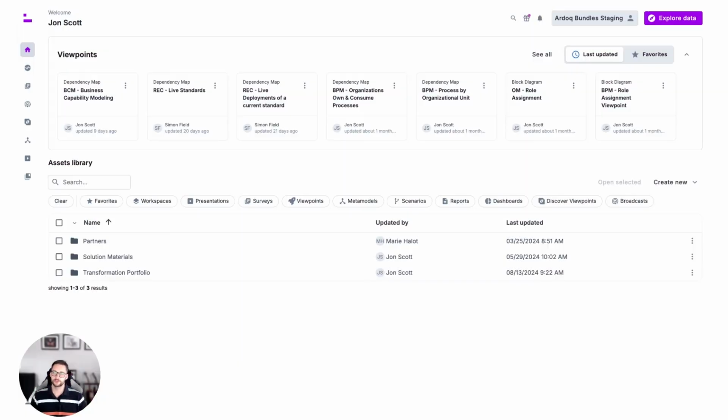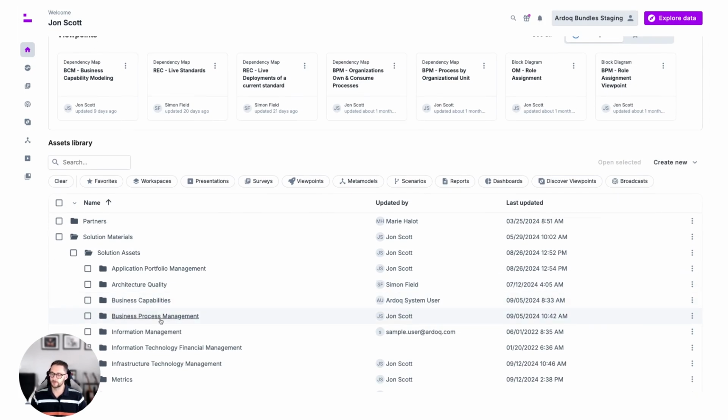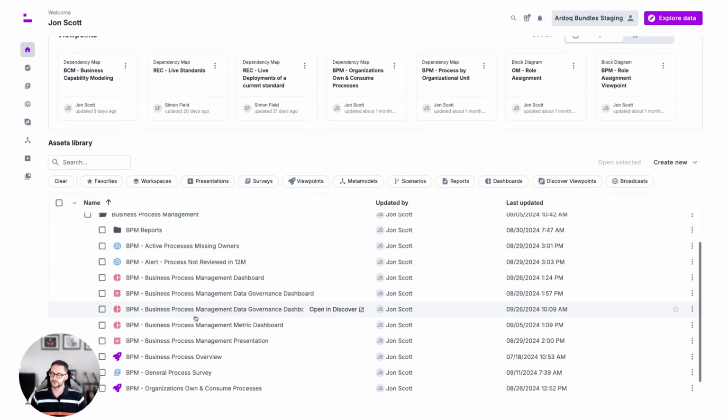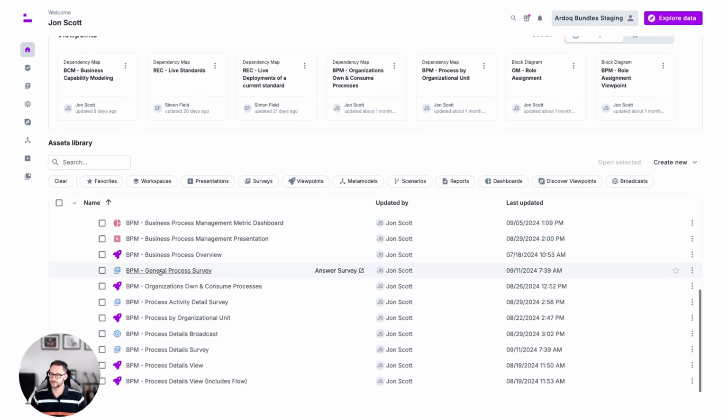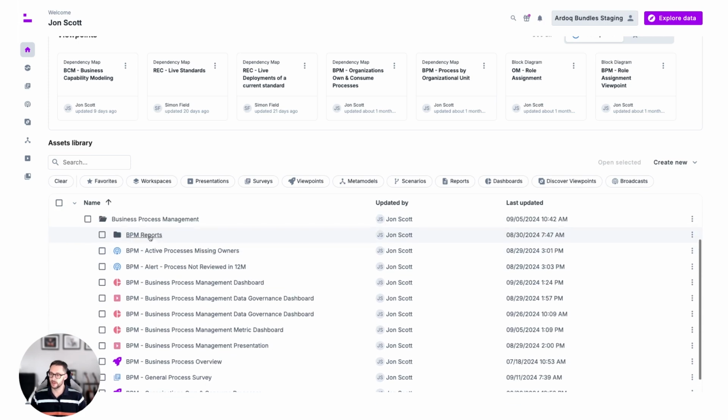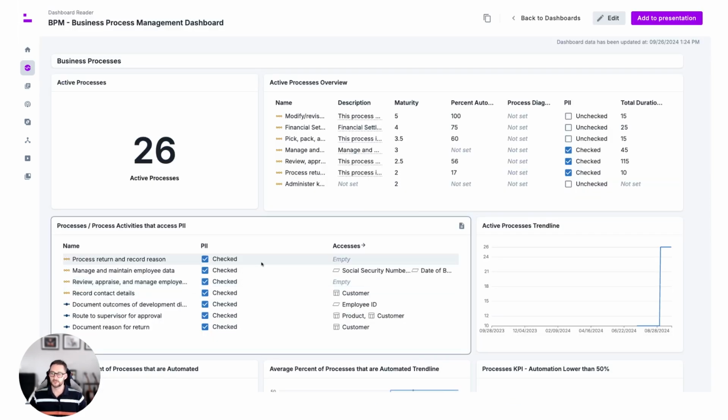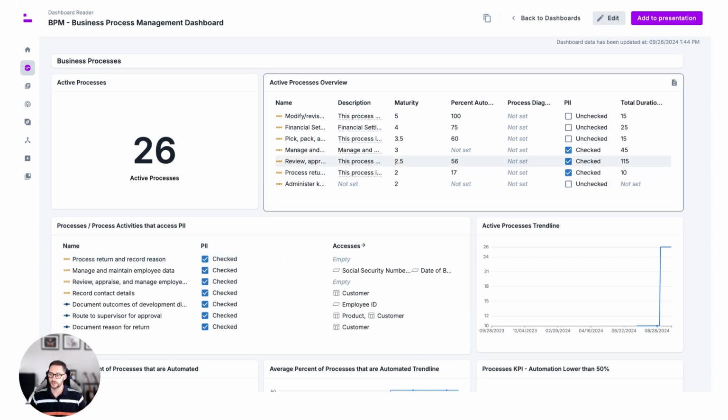Now that we've got our process data into Ardoq, let's look at our pre-configured assets to see how they can help us answer those questions. So clicking into the Business Process Management Solution folder, we can see several pre-configured assets available to us, from broadcasts and surveys to viewpoints, presentations, reports, as well as dashboards. Clicking into our dashboards, these dashboards will really help us start to surface up and aggregate the data associated with the processes that we've imported.